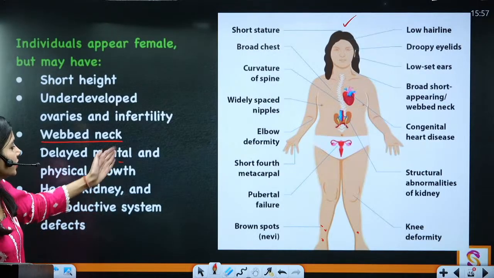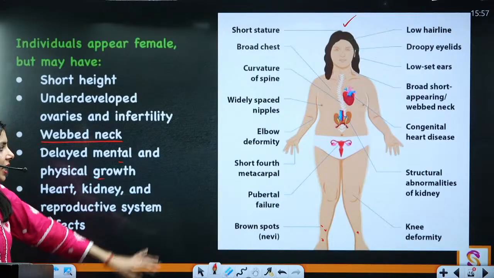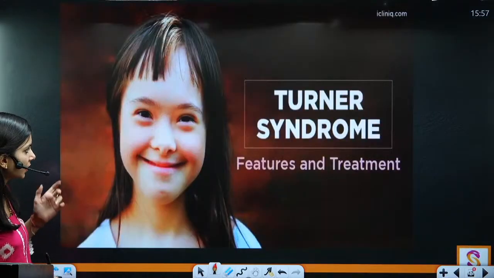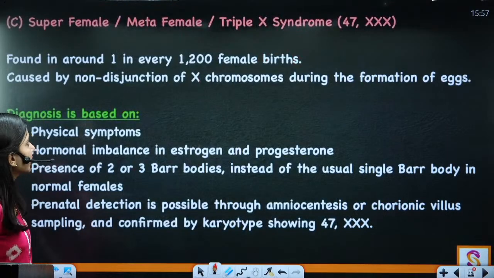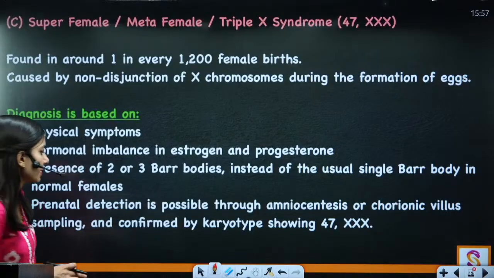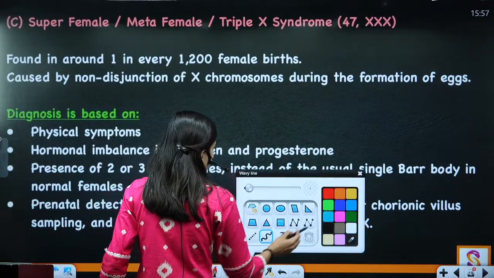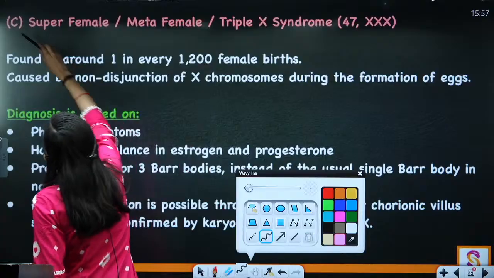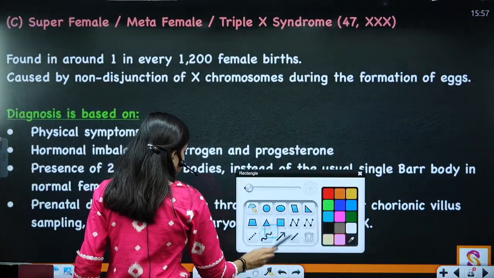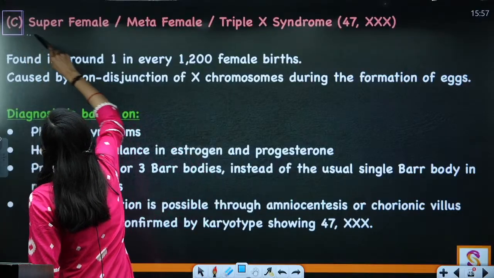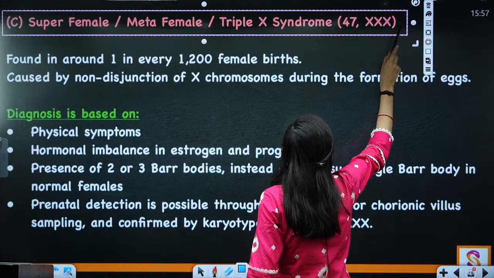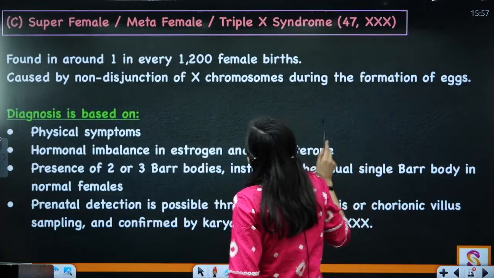Fine. So this is the case for Turner syndrome, and based upon this structure you can understand the basics. Now taking up the next part, that is C, called the super female syndrome. Super female, or also called the meta female or triple X. You know very well how the triple X is analyzed.